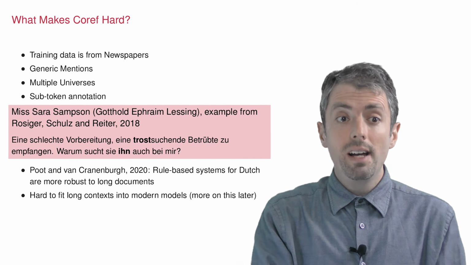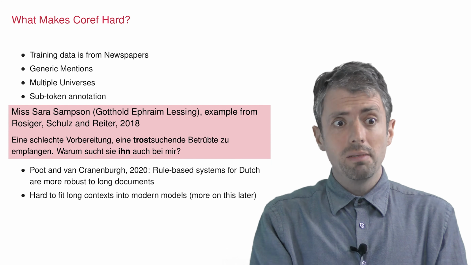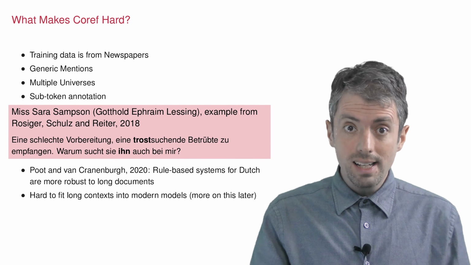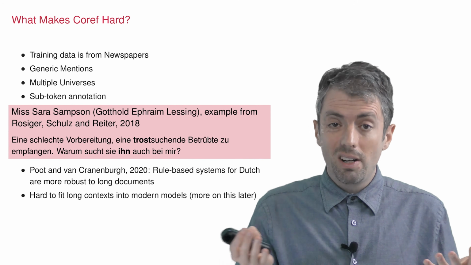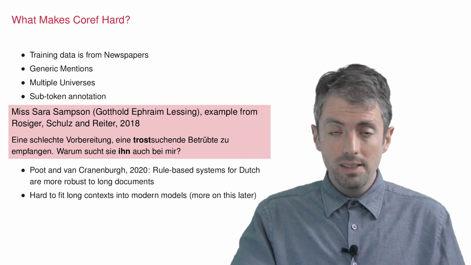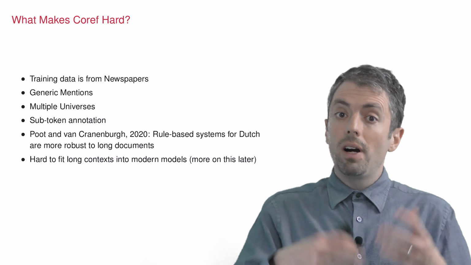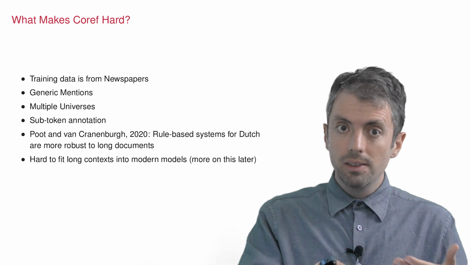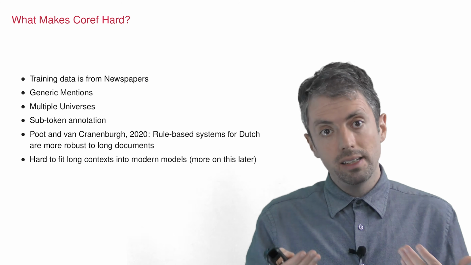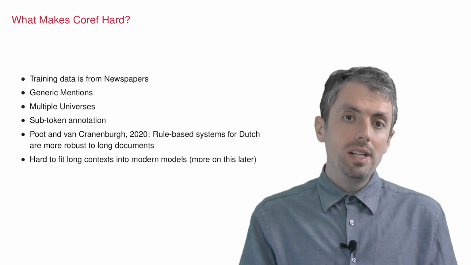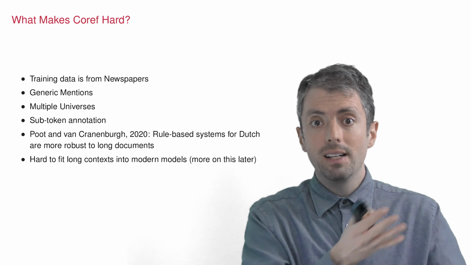And if your focus is on novels, a very recent work in Dutch showed that rule-based systems are still doing better than machine learning ones, particularly for long documents in the genre of novels. Part of this is because it's hard to fit long context into models. If you have long-distance dependencies to resolve coreference, you're not going to be able to handle it. Modern machine learning techniques like BERT have a limit on how many simultaneous word pieces they can look at.